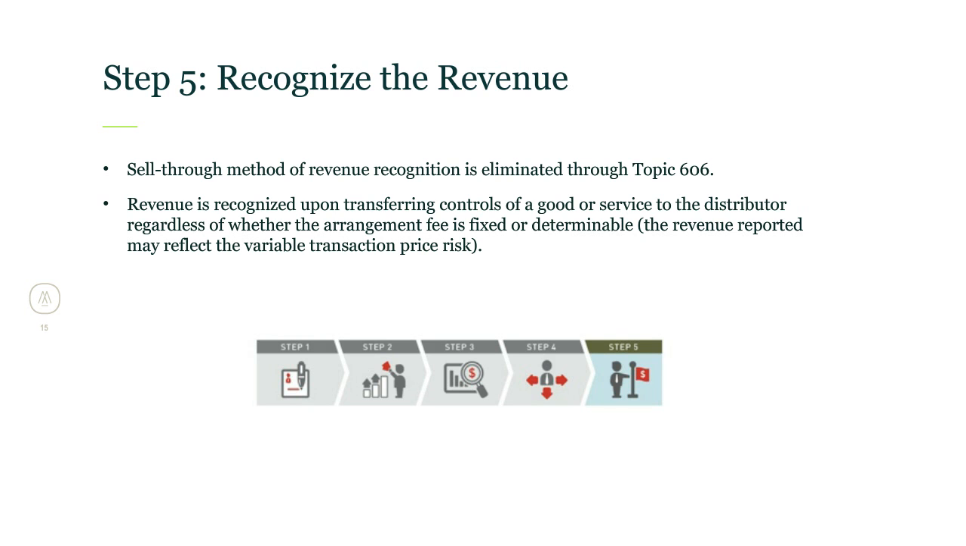So the 5th step is recognizing the revenue. As part of that, you've got the sell-through model, right, that a lot of you have used in the past. That is completely eliminated under 606. Okay, so that's one big change there, similar to the royalty licensing component, and we want to be clear on what that is. But in this case, under 606, the sell-through method is eliminated. So what would happen is that revenue gets recognized once you transfer control of those goods or services to the distributor, and that's regardless of whether the arrangement is fixed or determinable.